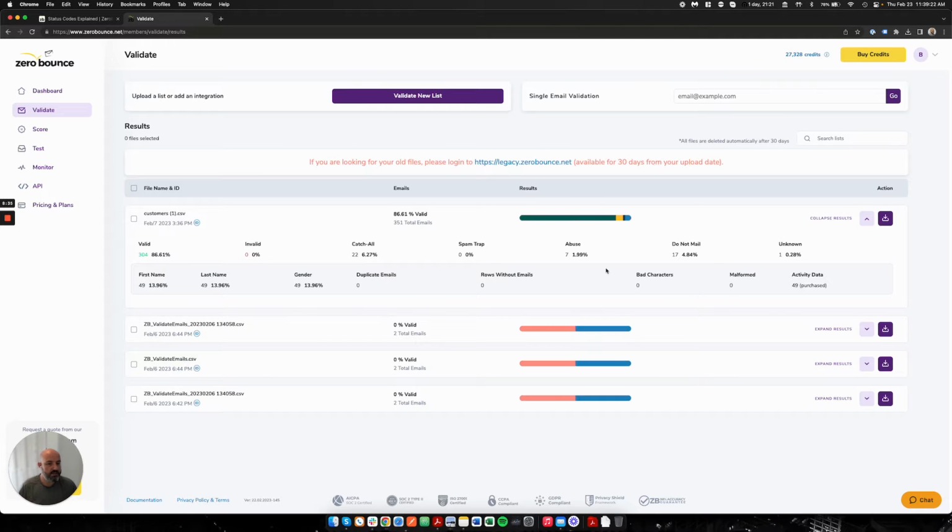So I would put these very similar to the abusers. If they're expecting your email, it's probably okay. If they're not expecting your email, do not mail them. And unknowns are just the ones that we don't have the results for.